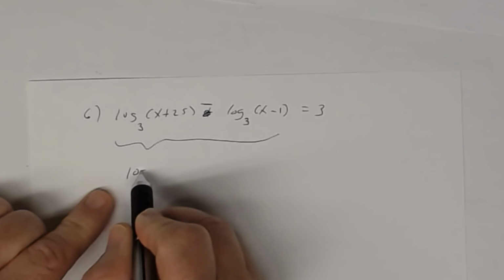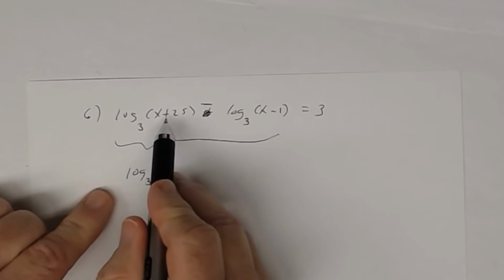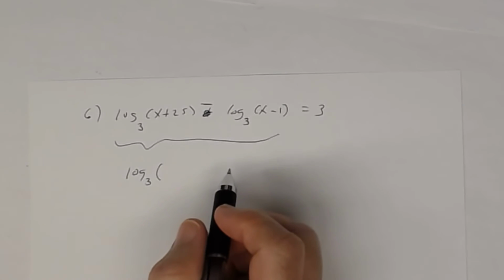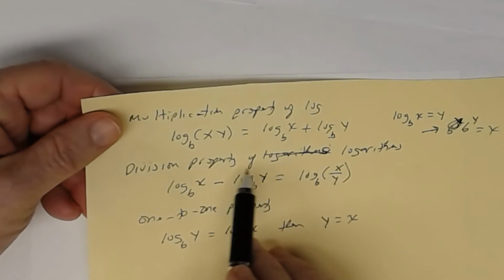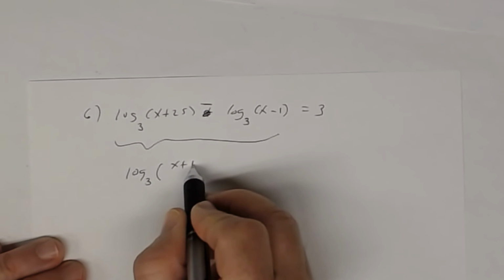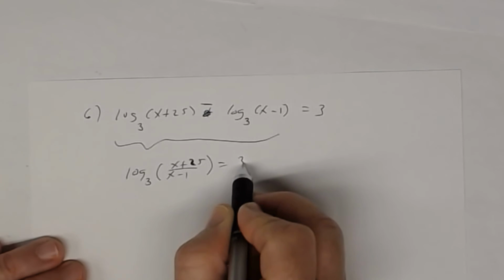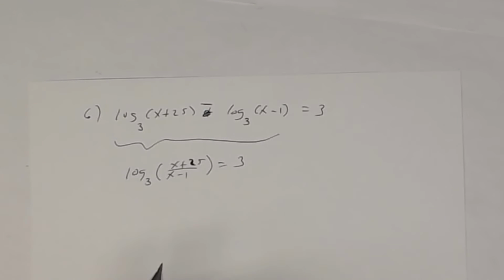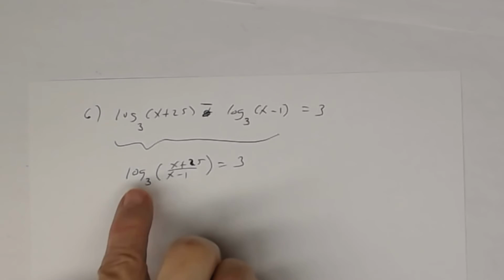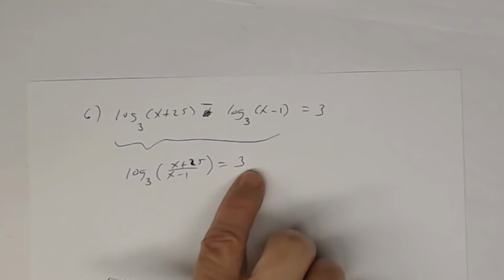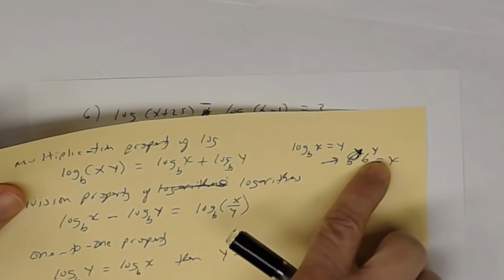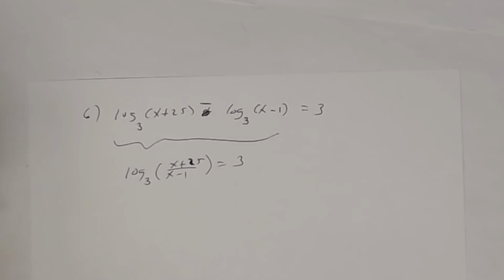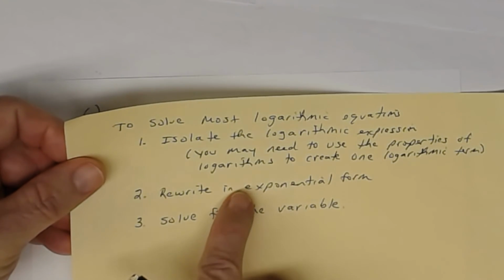And so that becomes the log base 3 of x plus 25 divided by x minus 1. So I'm using the division property of logarithms. It becomes x plus 25 divided by x minus 1 equals 3. Now see that this equation only has one log term, there's no log term on the other side, so you're forced to change it to an exponential. So you now have to use step 2.